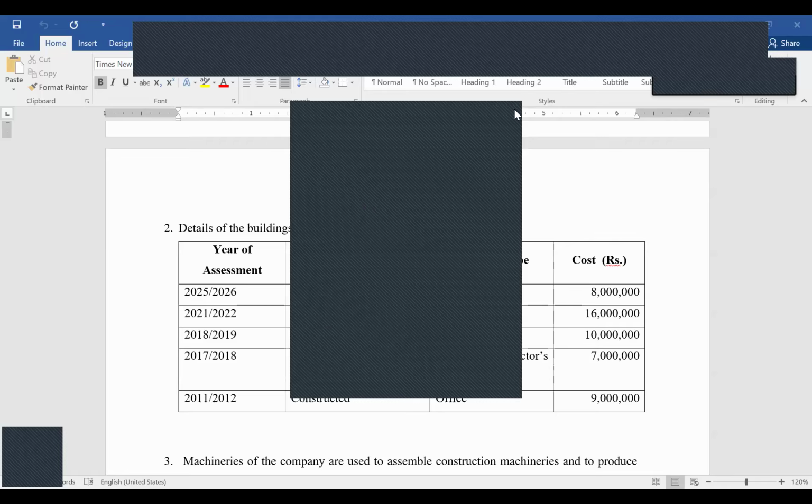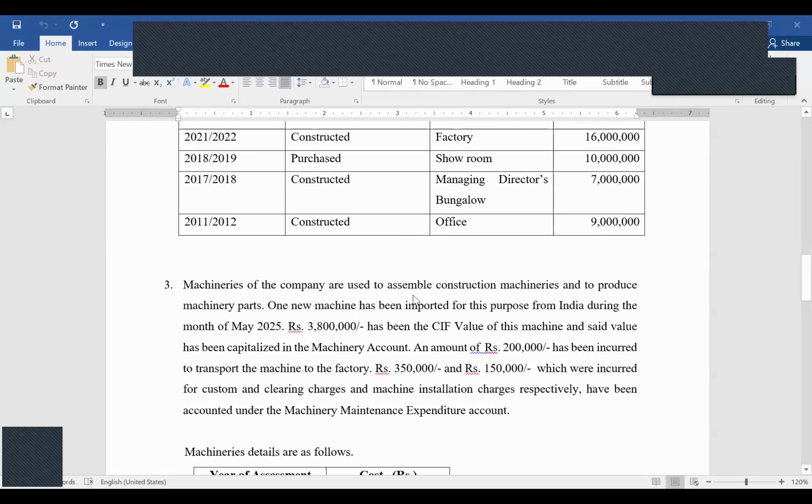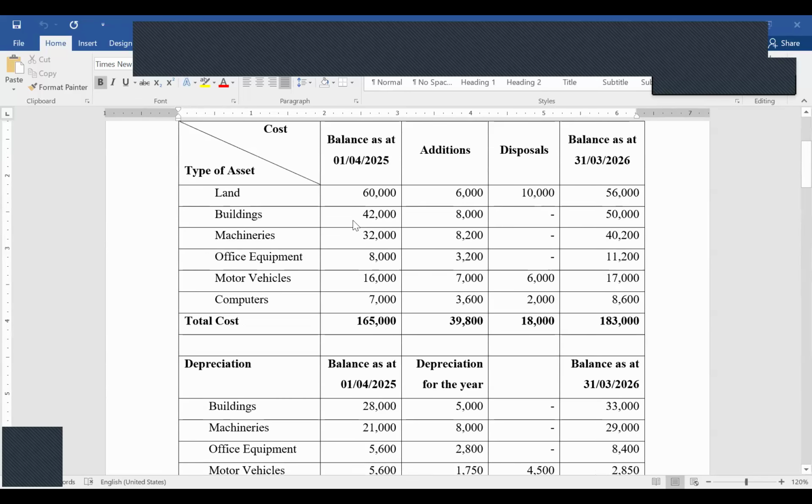Yes. Milk related, that is only 2 years. Then, machineries of the company are used to assemble construction machineries and to produce machinery parts. One new machine has been imported for this purpose from India during the month of May 2025. Rupees 3.8 million has been the CIF value of the machine, and said value has been capitalized in the machinery account. So, in the machinery account, we can see 32 million opening stock.